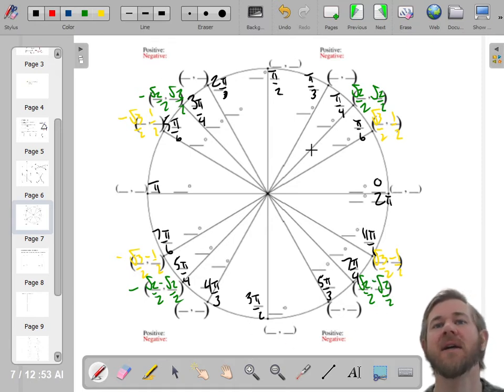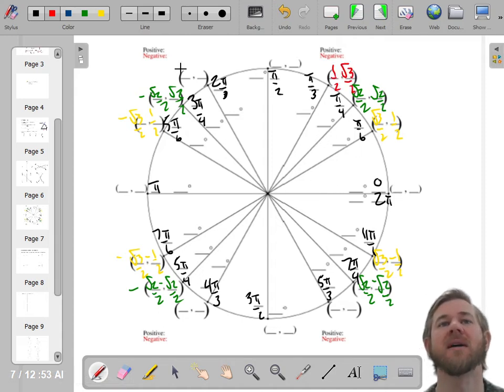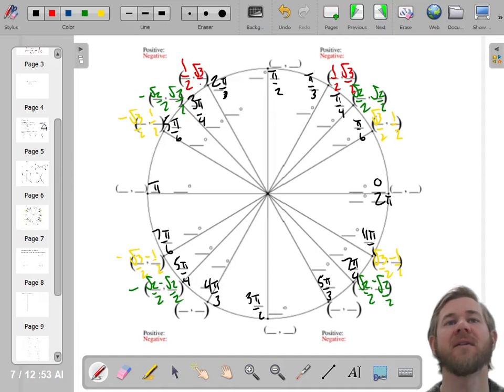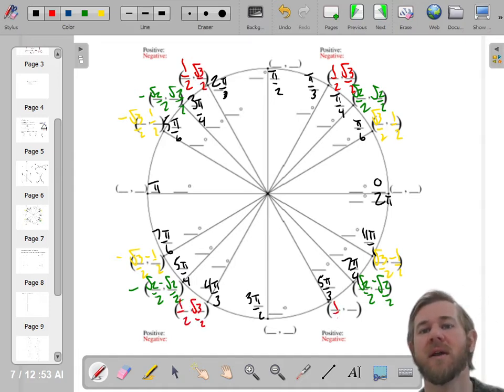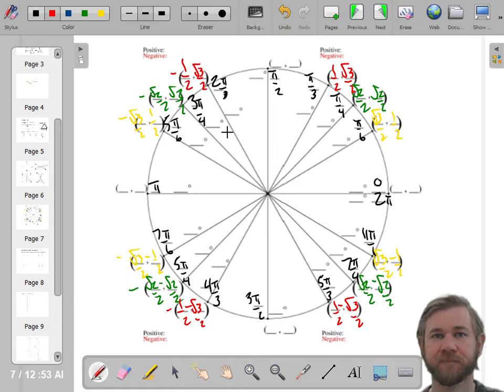60-degree reference angle. That means the short leg is the x-axis, so 1/2, and then the tall leg is the y. So all of the 60s are 1/2, radical 3 over 2. But again, negative, depending on which quadrant you're in.